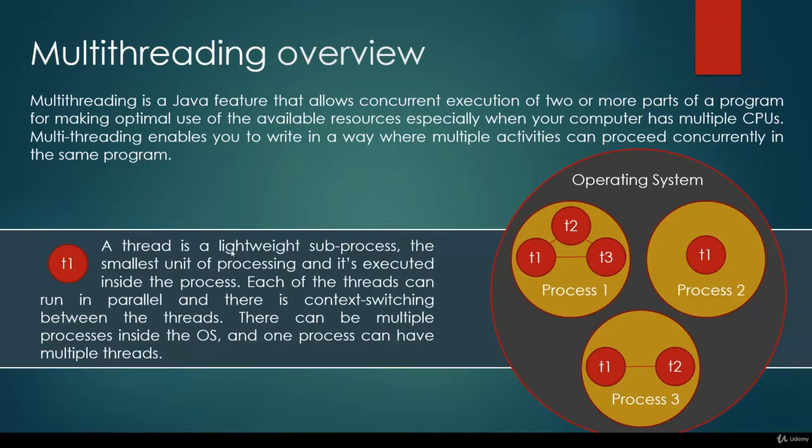So first of all, a thread is a lightweight subprocess, the smallest unit of processing, and it's executed inside the process. So it is extremely crucial that the operating system may have several processes and every single process may have several threads. So threads are associated with a given process. Each of the threads can run in parallel and there is context switching between the threads. There can be multiple processes inside the operating system and one process can have multiple threads.